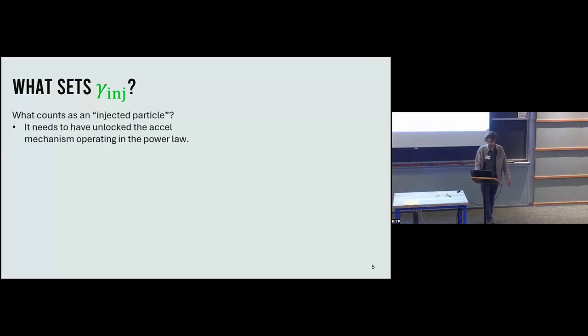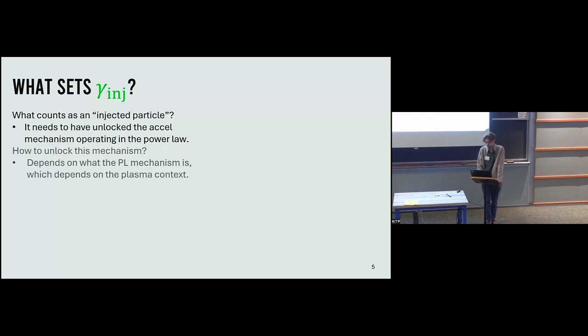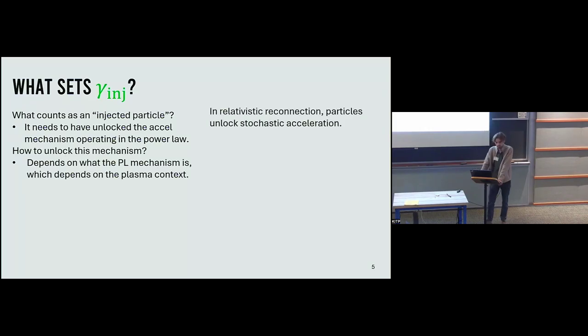To answer this question, we must first ask, what counts as an injected particle? These are particles which have unlocked the acceleration mechanism that operates in the power law of the non-thermal particle distribution. How might a particle unlock such a mechanism? It depends on what that mechanism is. And in magnetic reconnection, very plausibly, it is stochastic acceleration. But then how does a particle begin to participate in that?